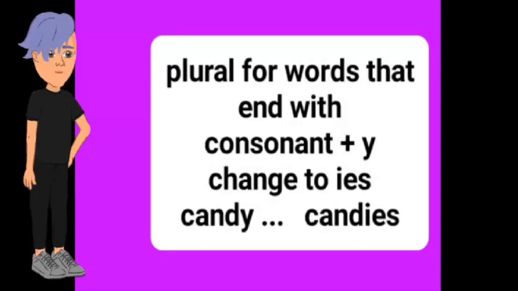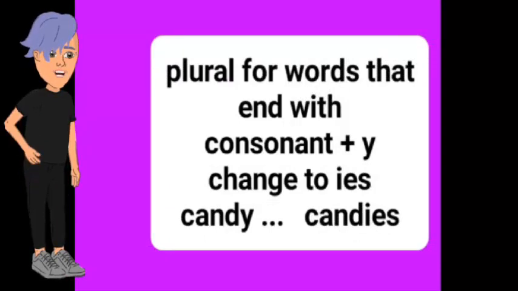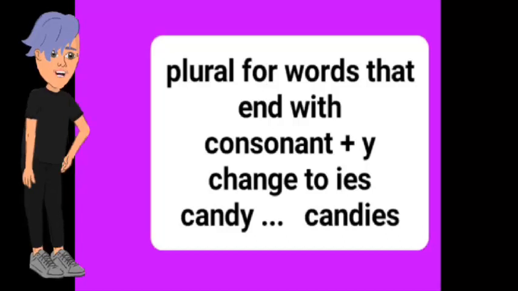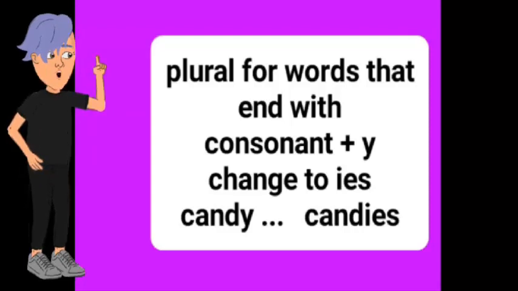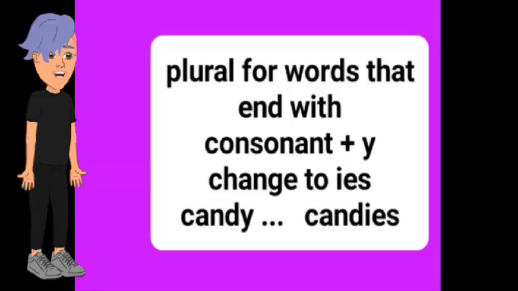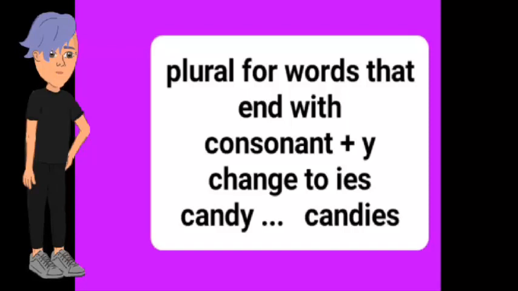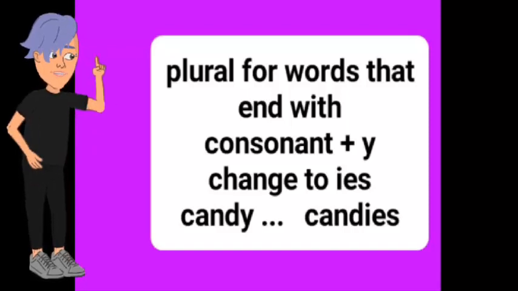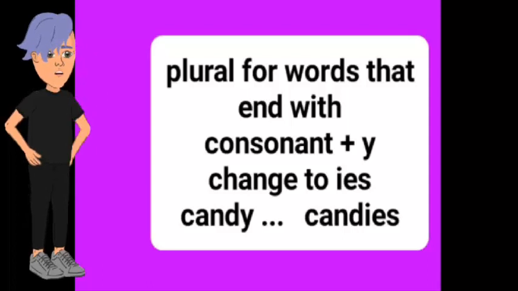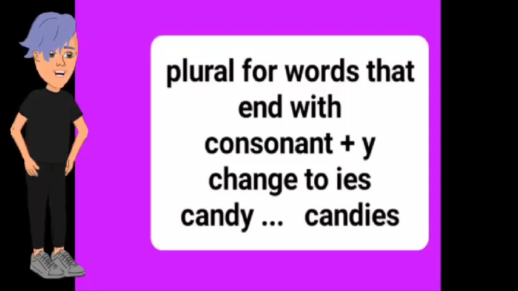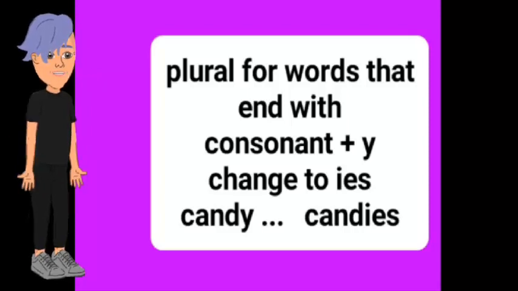Plural for words that end with a consonant and Y. We said consonants are all the letters in the alphabet, the exception are the vowels, and they are A, E, I, O, U. So if the word ends with a consonant and then you've got Y, when you try to change it into a plural, you turn the Y to IES. So candy becomes candies, all right? The Y in candy changes into IES. You can see the word is ending with a Y, and the letter before the Y is a consonant. It's D. So because it's a consonant D and then Y, we change the Y into IES.